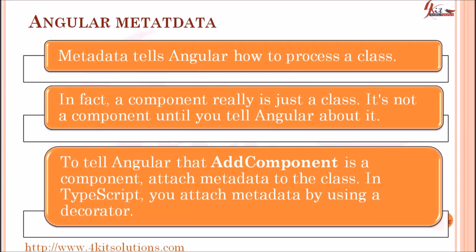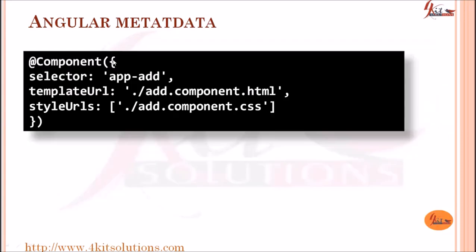To tell Angular that AppComponent is a component, attach metadata to the class. In TypeScript, we can attach metadata by using a decorator that we have seen. @Component will attach that decorator to tell Angular that this particular class is a component. Otherwise, Angular will treat it as a normal class. So this is the metadata associated with this component decorator.